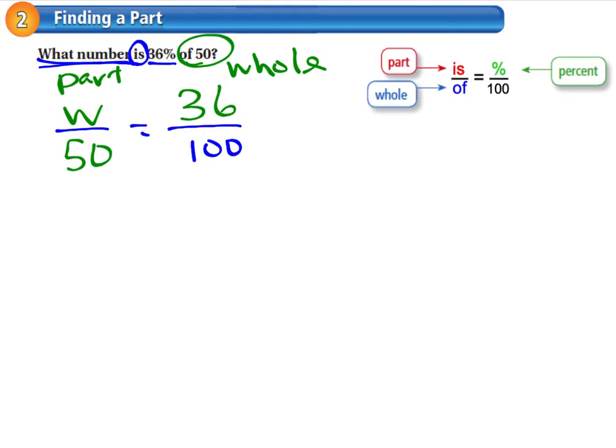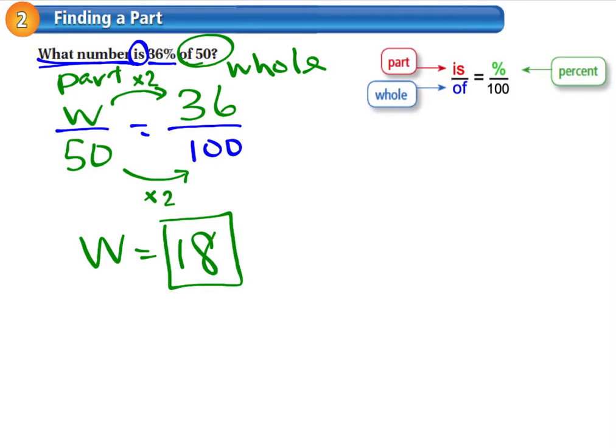We can cross multiply here, although to get from 50 to 100, you multiply by 2. So we could actually think what times 2 is 36, and we can get our number that way as well. So here it would be 18. Cross multiplying would give you the same answer.